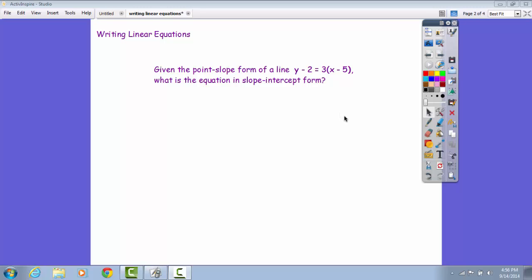Another example of writing linear equations in this lesson is given the point-slope form of a line y minus 2 equals 3 times x minus 5. What is the equation in slope-intercept form? Well, first of all, given the equation in point-slope form, it also gives me that my slope is 3 and that I am going through an ordered pair 5, 2.